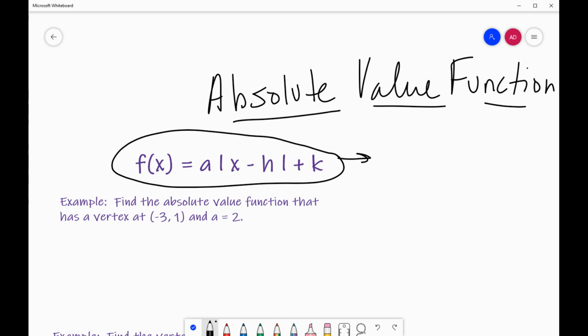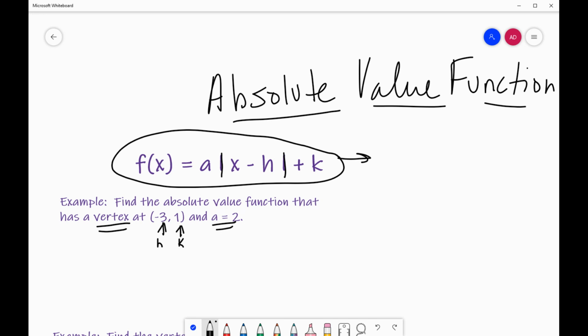Absolute value functions will always take this form of an A, some number, times the absolute value. Those are absolute values. Those are not L's. X minus H, right? Plus K. Now, when you are given the vertex of an absolute value function, very cool fact, you're given the H and you're given the K. So immediately label H and K. In this case, I even gave you A was 2.